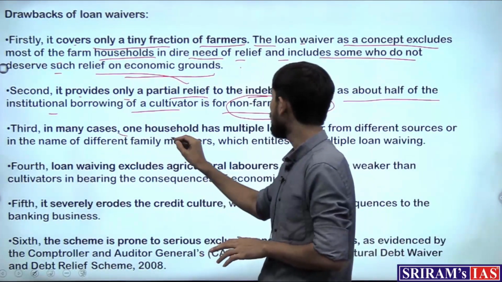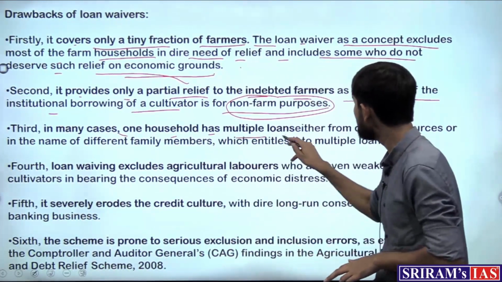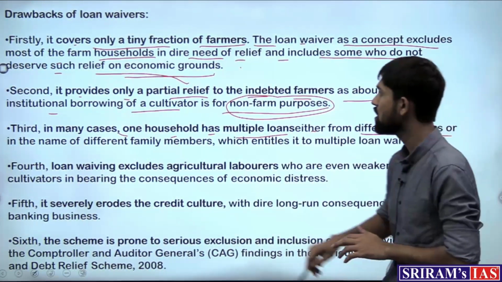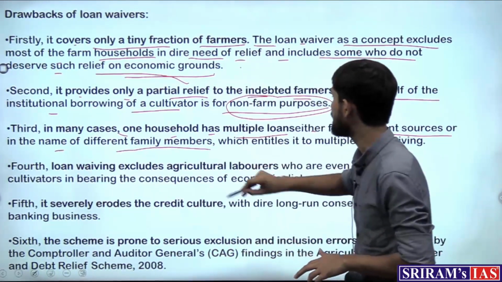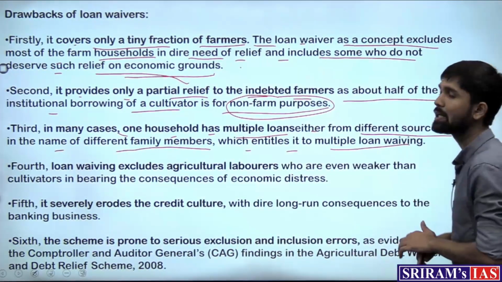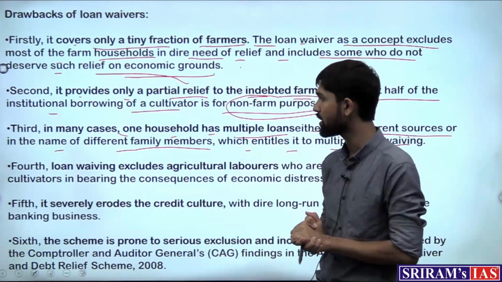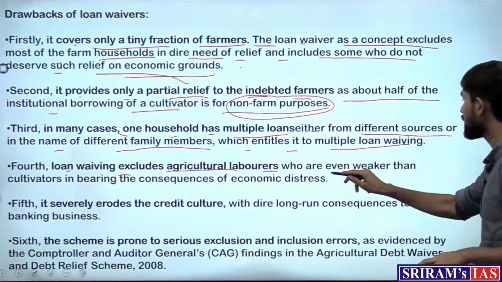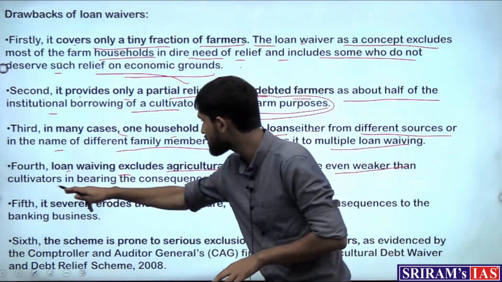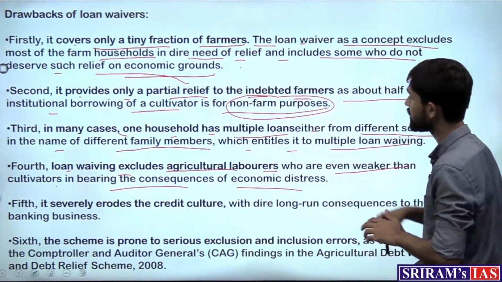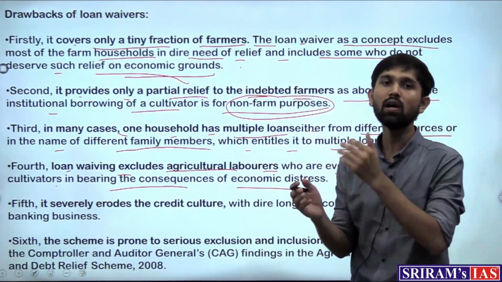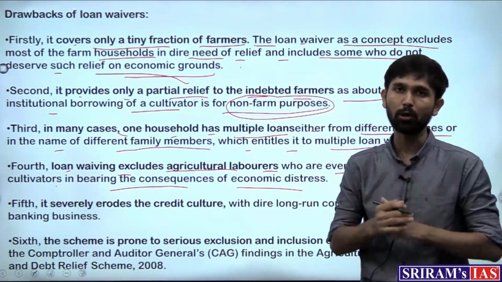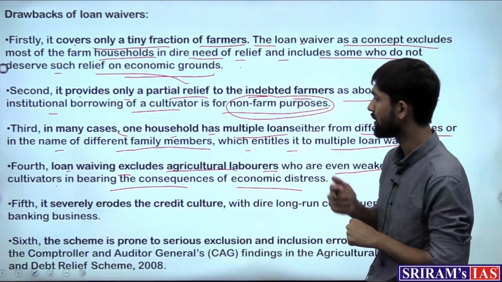Third, one household has multiple loans, either from different sources or in the name of different family members, which entitles it to multiple loan waivers. So this also becomes an issue. Fourth, loan waiving excludes agricultural laborers who are even weaker than the cultivators in bearing the consequences of the economic distress, again showcasing how the intended beneficiary is not being targeted by the loan waiver scheme.